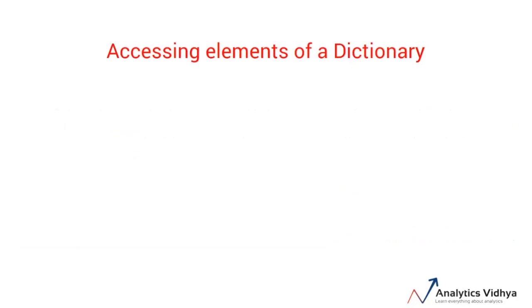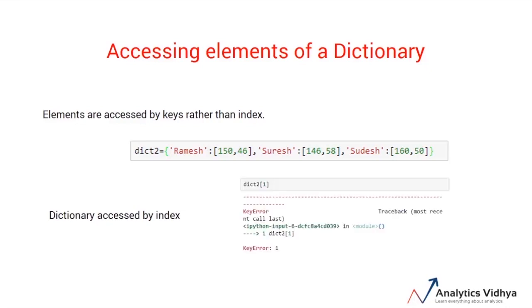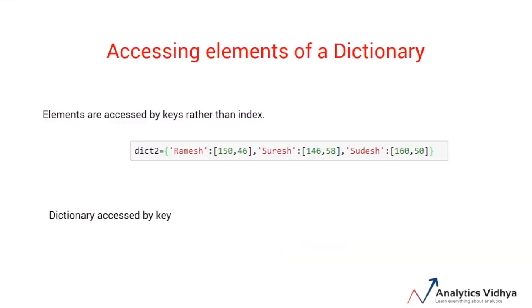Now let's see how we can access elements of a dictionary. Elements in a dictionary are accessed by keys rather than index. So let's see what happens when we try to access this dictionary, that is dict2, using index rather than keys. So when we access this dictionary using index, we get an error because this is not how elements are stored inside dictionaries. Instead, the elements are stored using keys.